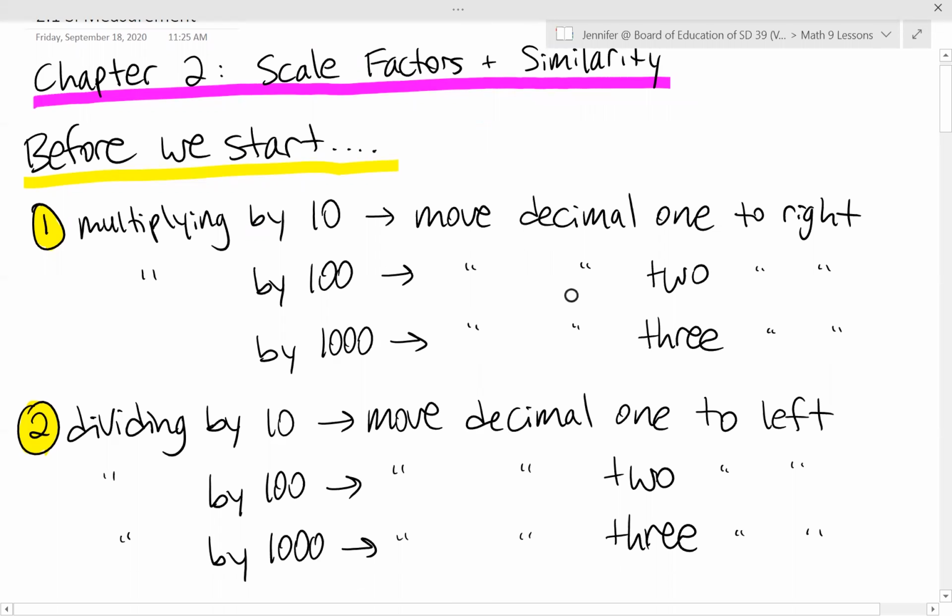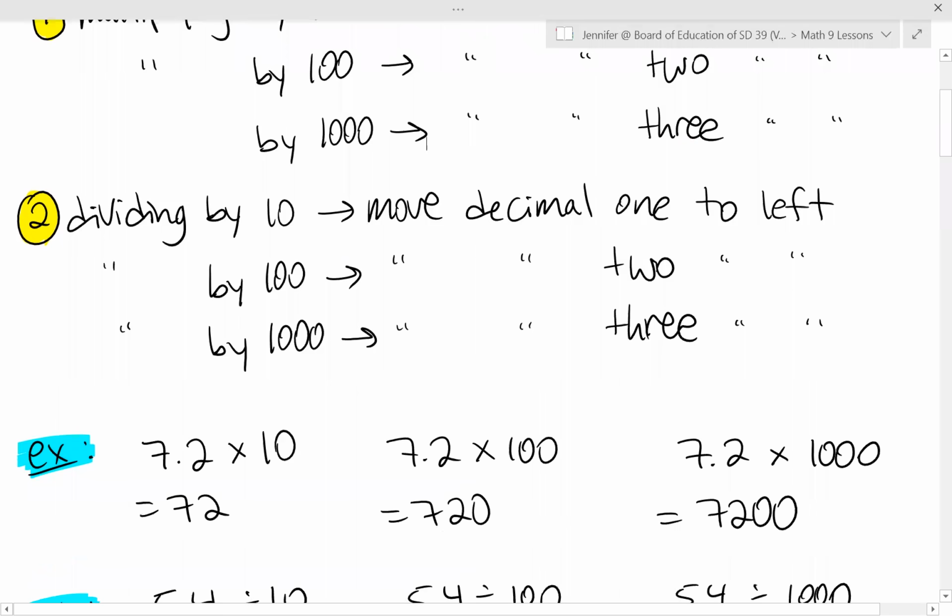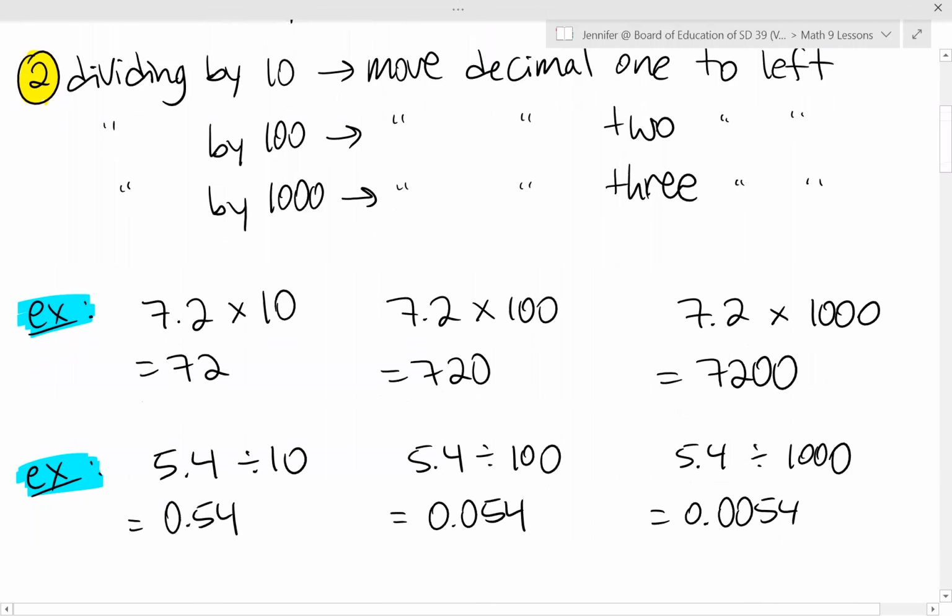So if you're multiplying by 10, you move the decimal place 1 to the right. If it's by 100, it's 2 to the right. If it's by 1,000, it's 3 to the right. And you can remember those numbers because it corresponds to how many zeros there are. Dividing is the exact same, except it's going to the left instead of to the right. There's a couple examples here of what that would look like.